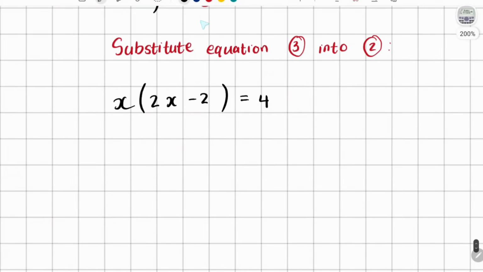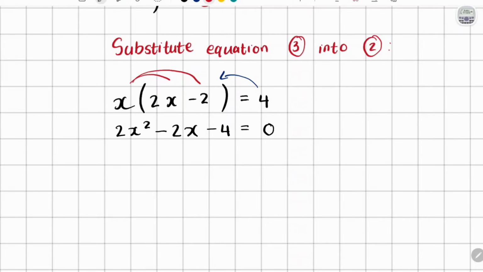And now we're just going to solve for x here. So you can distribute this x into the bracket because we just have a 4 here. So that's going to be 2x squared and negative 2x. And I can already see this is going to become a trinomial. So I'm going to take the 4 over to the left hand side and it becomes a minus 4 is equal to 0. In this trinomial, notice that 2 is common in every term.